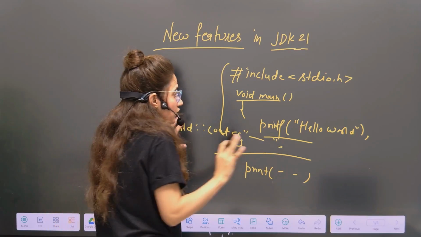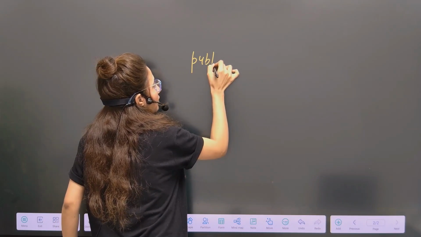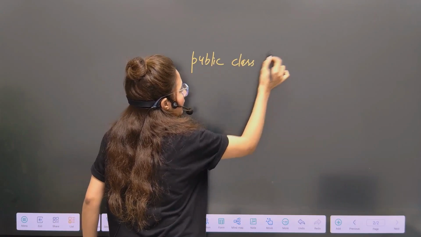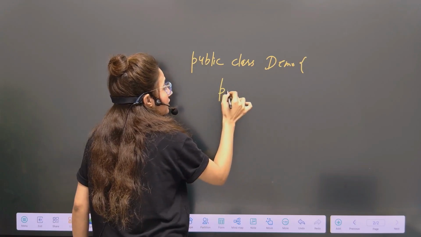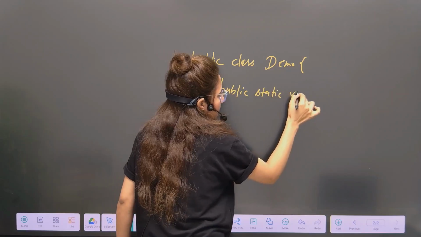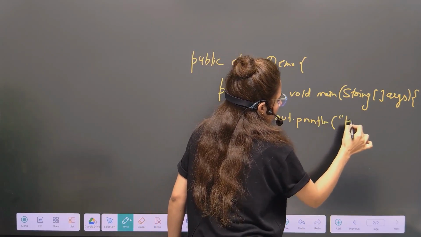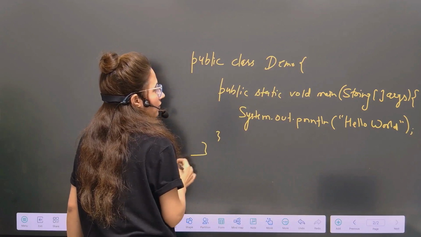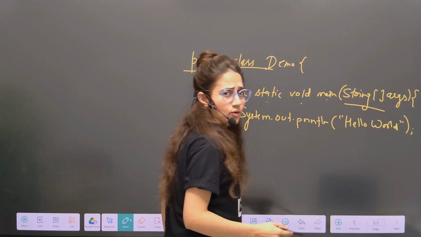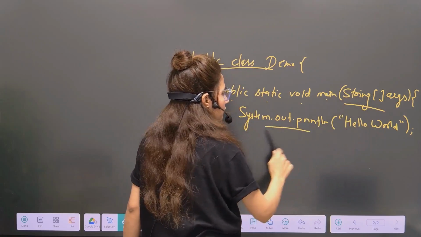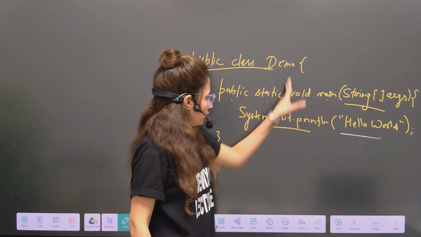But in Java, if you want to write the program, how can you write it? You have to first create a class, like public class, and the name of the class is suppose Demo. And here, public static void main. So this is how we write in Java. First, we create a class, then public static void main, then the command line argument, you pass String[] args, and then System.out.println, then hello world. So even to write a simple hello world, you have to write down all this.